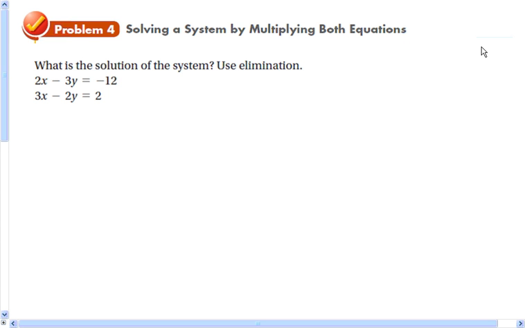All right, this is part 2 of lesson 6.3. So here we're going to solve a system by multiplying both equations.